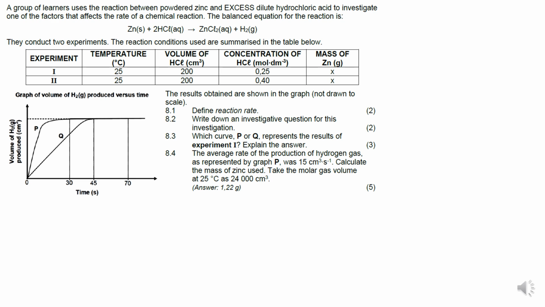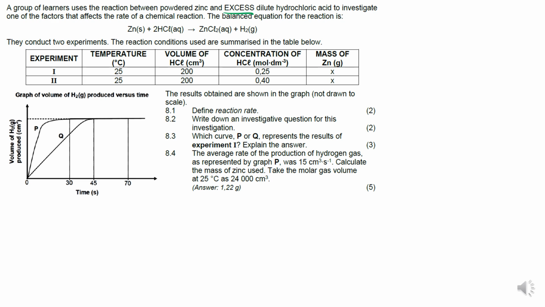So there's a question given to us here where it's a reaction between excess dilute HCl, which means zinc is the limiting reagent, and then they say they conduct two experiments and they give a summary of the reaction conditions, right? So what is the same when we are looking at an investigation, an experiment? Then we have to figure out our variables, right? So what is the same in all of these?